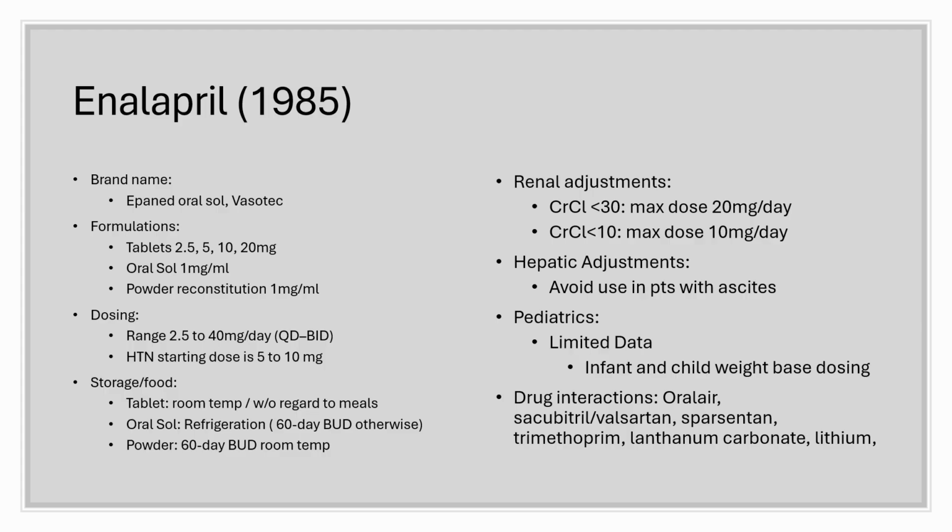Enalapril is a prodrug like most ACE inhibitors, which is converted to enalaprilat by hydrolysis. This ACE inhibitor is available in oral solutions which can accommodate infant and child weight-based dosing. The typical starting dose is 5 to 10 milligrams for hypertension. The oral solution requires refrigeration, and for patients with decreased renal function, its maximum doses are decreased based on creatinine clearance.